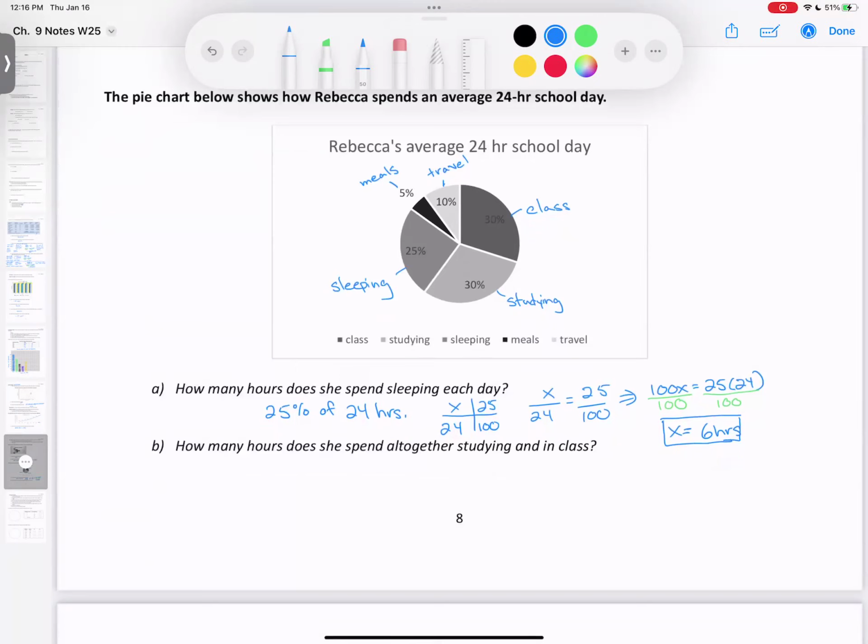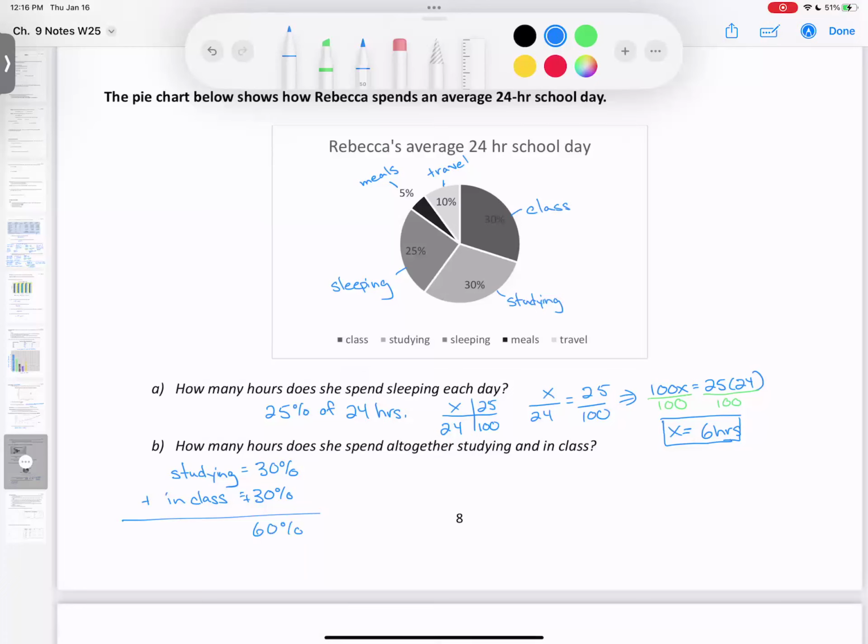How many hours does she spend altogether studying and in class? Okay, well, let's figure out studying first. So she's studying for 30% of the time. And in class for another 30%. So together we get 60%.